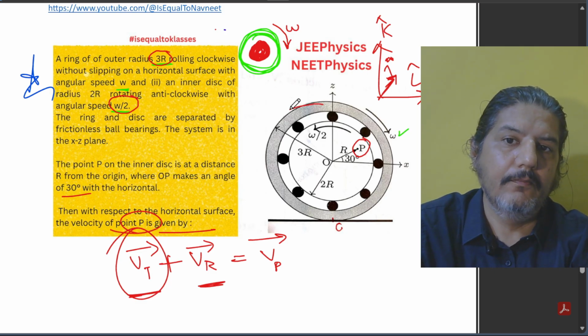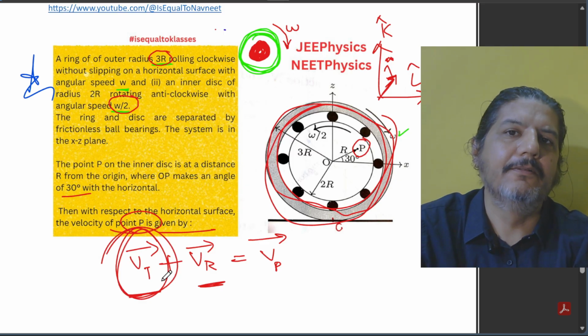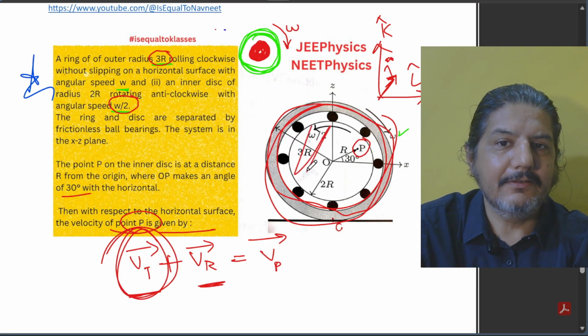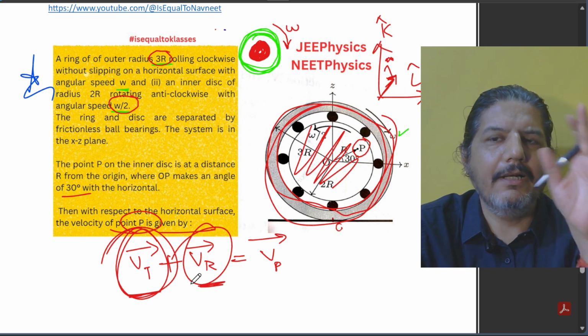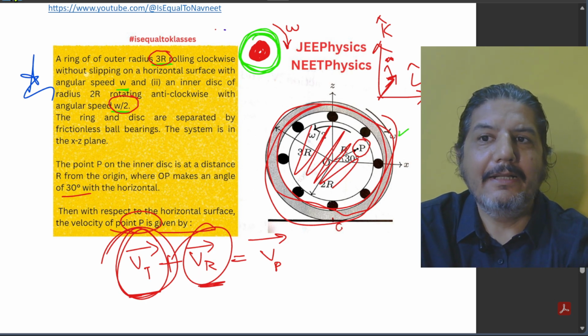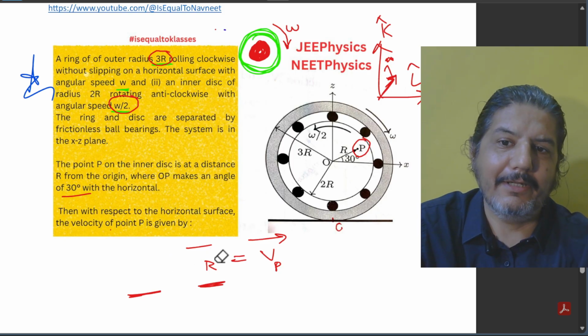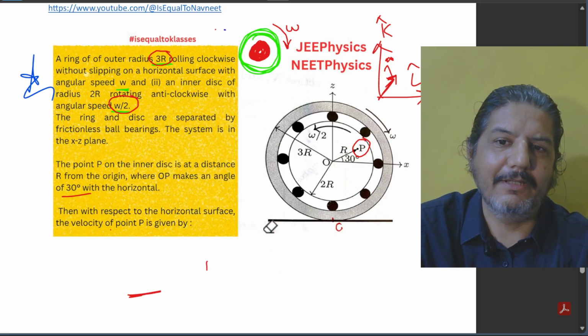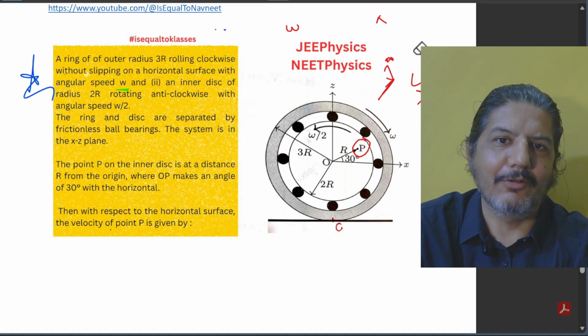This ring, which is outside, would be deciding this Vt, and the disk which is inside will be deciding this Vr. So you should be very clear about it. Another thing that you should be very clear about is vector addition and vector cross multiplication. That is another thing that we'll be using, so you should be clear about that also.